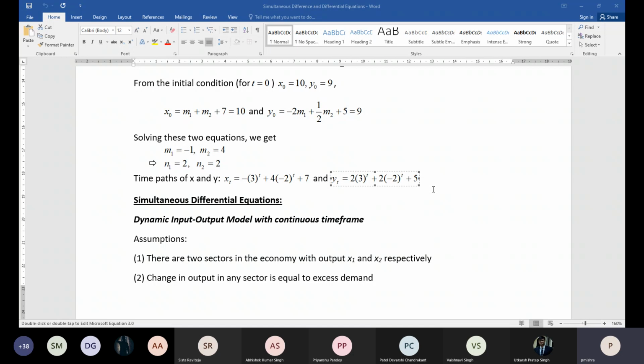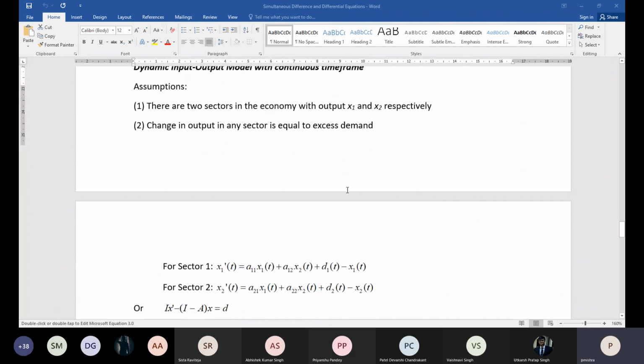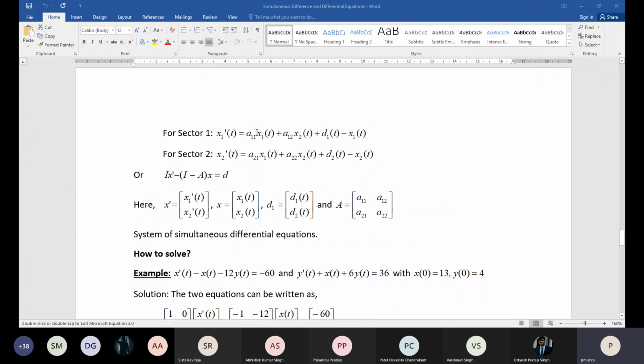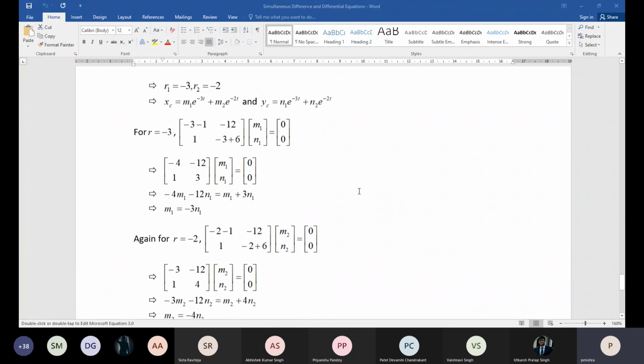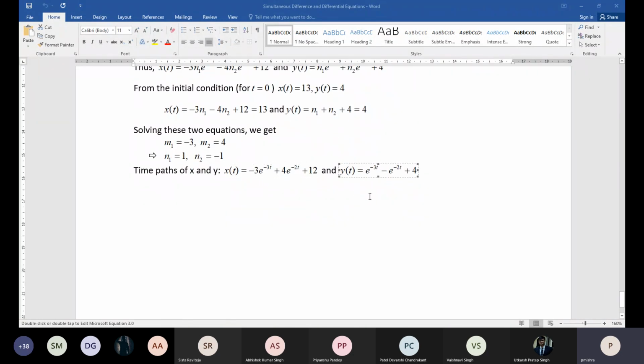But again, a similar specification we can make by using a continuous time frame like this, and again we can solve simultaneous differential equations. You can very well see here x1 prime t basically represents the first order derivative, same is for x2, and these equations again can be solved. These simultaneous differential equations can be solved and the time paths can be derived the way it is written here. These are the time paths.